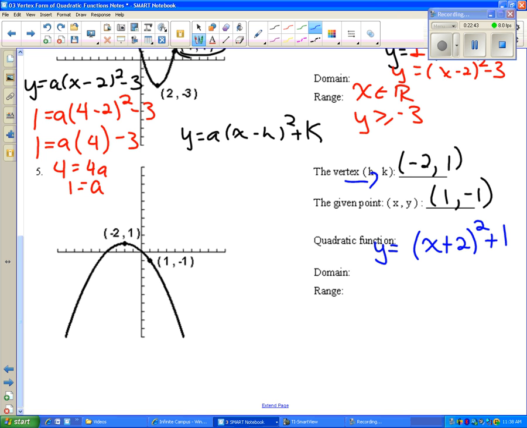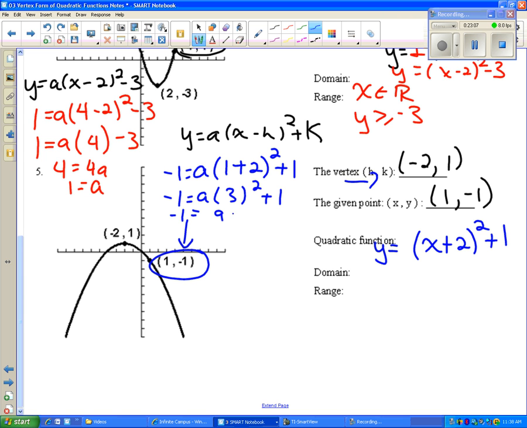Now I need to find my a once again. Now, using this point, y is negative 1, a is what I'm looking for, x is 1, h is negative 2, so that's plus 2 squared plus 1. So negative 1 is equal to a times 3 squared plus 1. Negative 1 is equal to 9a plus 1. Subtract 1 from both sides. I get negative 2 is equal to 9a. Ignore that bell. Divide by 9. And I get a is equal to negative 2/9.